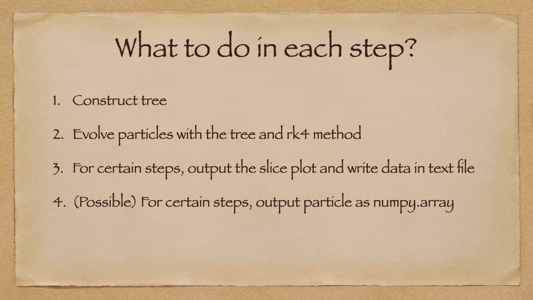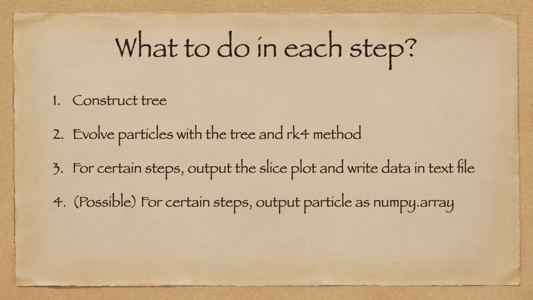And what will the code do in each step? First, the tree structure will be constructed, and it will evolve the particles with the tree structure constructed in the previous step, with the archival method. And for certain steps, the code will output the slice plot and write the data in a text file, which will be shown in the next slide.